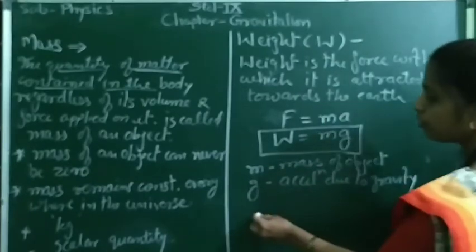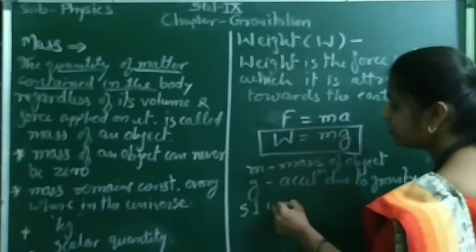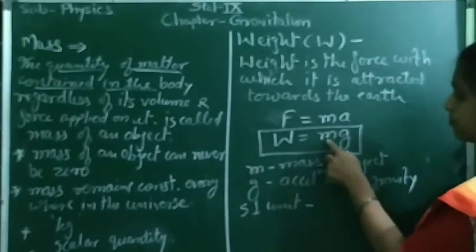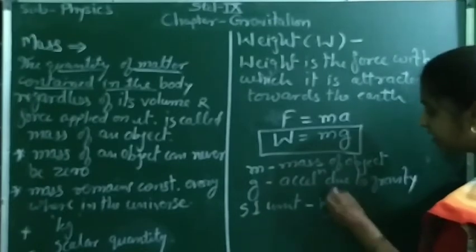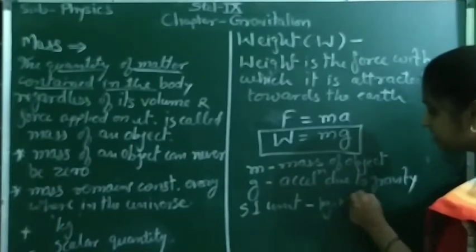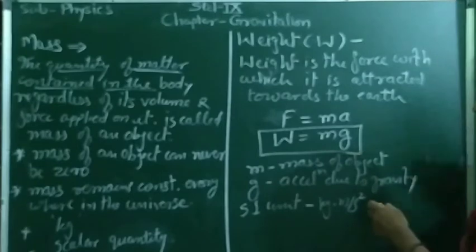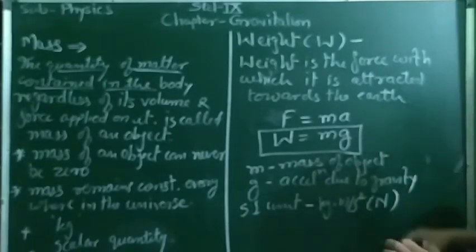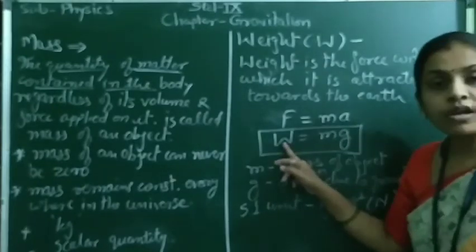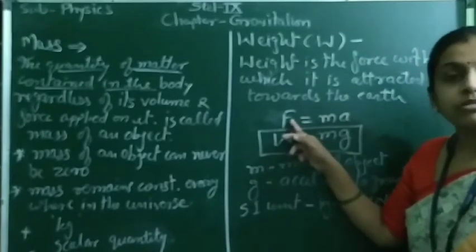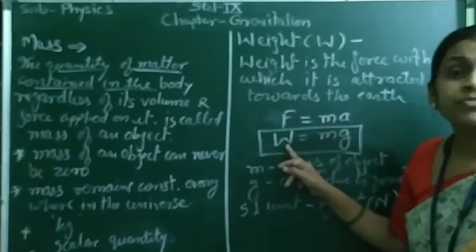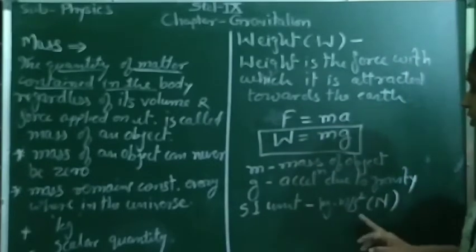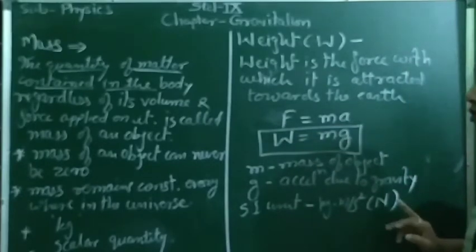Now, what is the SI unit? Mass is measured in kg and acceleration due to gravity is measured in meter per second square, and kg meter per second square is nothing but Newton. As the weight of an object is nothing but a force, and force is measured in Newton, weight is also measured in Newton. So SI unit of weight is Newton.